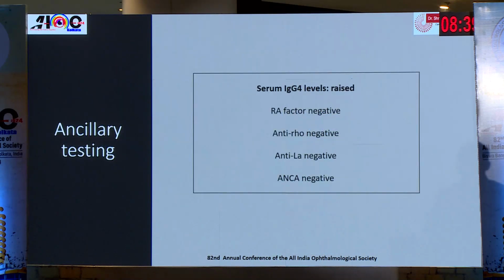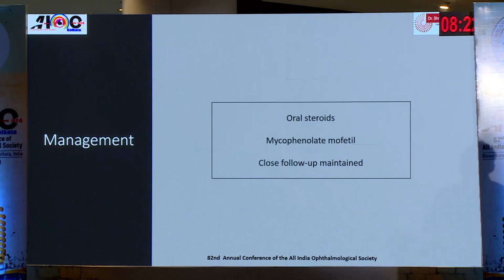Blood testing was also performed for this patient by a rheumatologist, in which serum IgG4 levels were highly raised, but the other autoimmune profile was totally normal for this patient. So a diagnosis of IgG4 related orbital disease was made, and the patient was started on a tapering dose of oral steroids along with mycophenolate mofetil. Unfortunately, I don't have the follow-up pictures of this patient, since this patient was from outstation, but a close follow-up was maintained over video consultation, and reduction in all the swellings was noted.